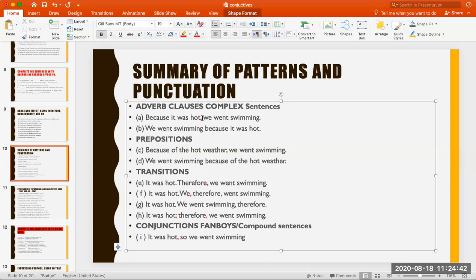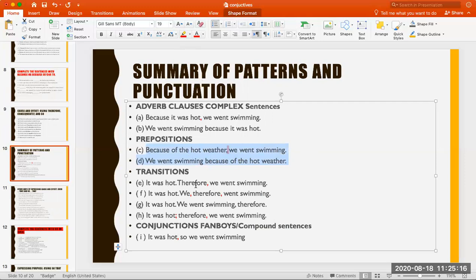Because it was hot, look at the optional comma. Because it was hot, we went swimming. We went swimming because it was hot. There's no comma. Here, you should use the comma. Here, you shouldn't use the comma. In both cases, if you use or don't use the comma, it's not wrong. Preposition: because of the hot weather, comma, we went swimming. We went swimming, no comma, because of the hot weather. These are simple sentences, by the way, because there's one main clause in each.